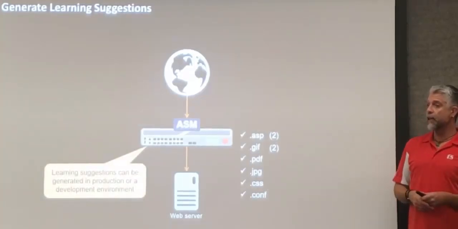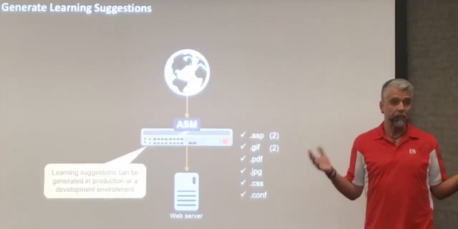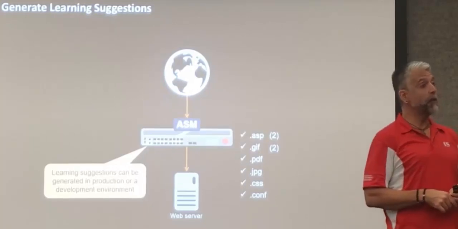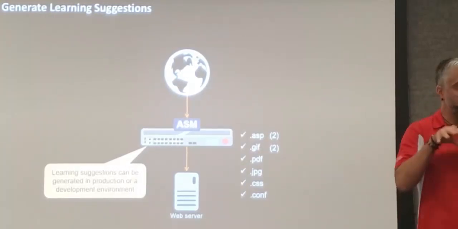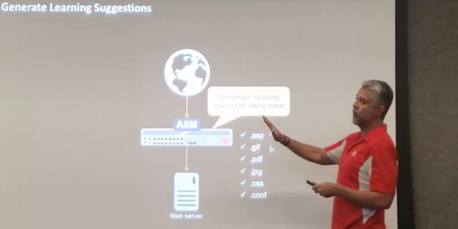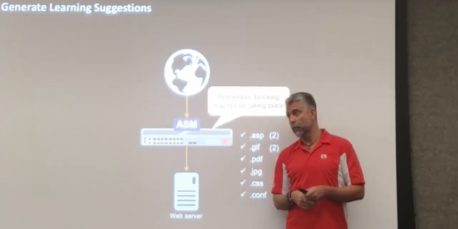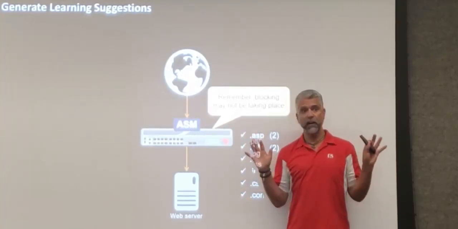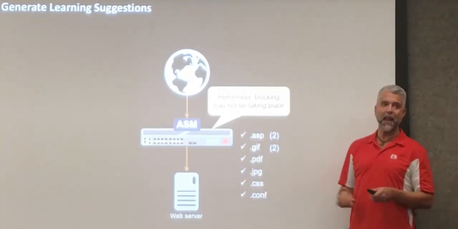Now we can do this in production if we choose to. If that's our only option, we can also do it in a development environment. As long as we're pushing traffic through ASM, ASM is going to give us results. But it's important to remember that if we're in production, it's very possible we're in transparent mode, which means we're not doing any blocking, which is why that user was able to pull up that CONF file.